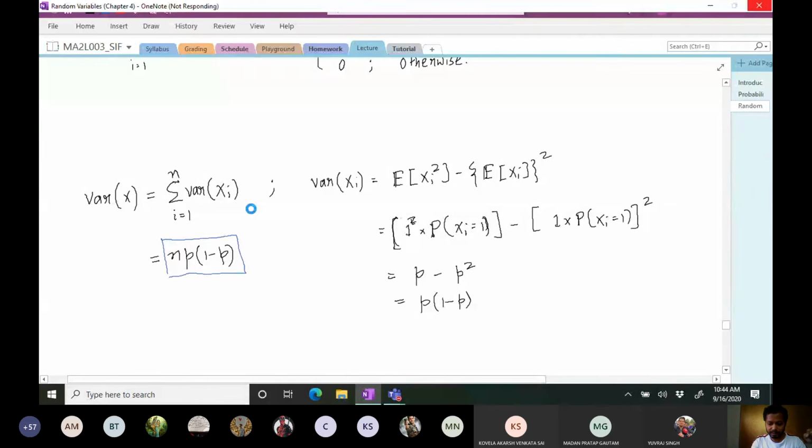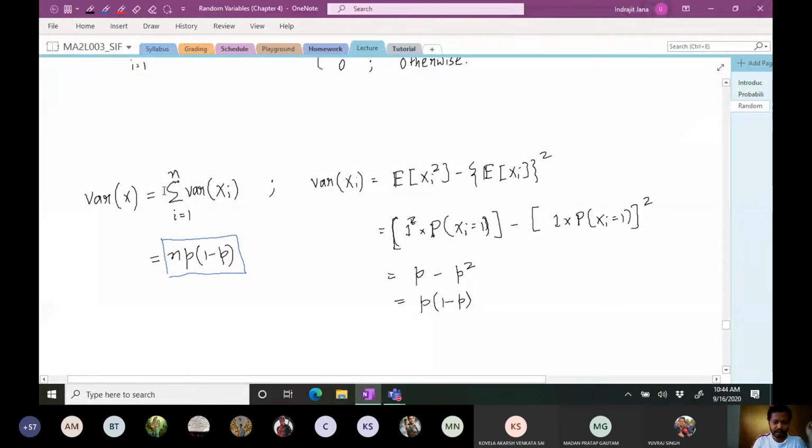So with replacement, trials are independent. Therefore, you can split the variance. Without replacement, trials are dependent. Therefore, we cannot write the variance as the sum of variances. In fact, there will be an extra covariance term. Am I clear?